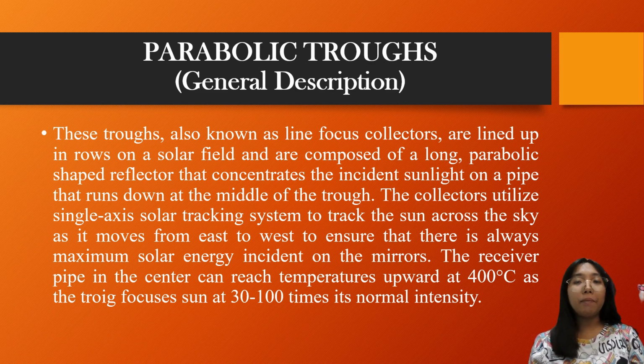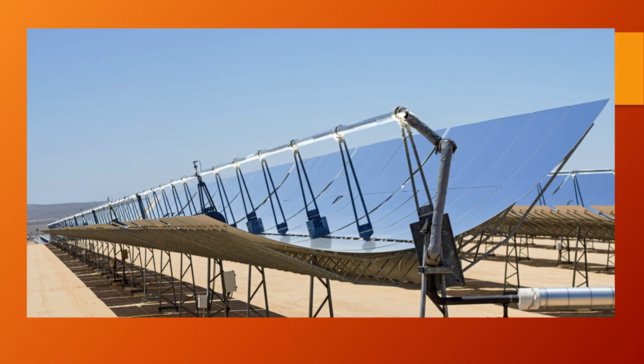The receiver pipe in the center can reach temperatures upward of 400 degrees centigrade as the trough focuses the sun at 30 to 100 times its normal intensity. So what does it mean? The parabolic trough is able to reach temperatures upward of 400 degrees centigrade, and it can amplify intensity from 30 to 100 times.